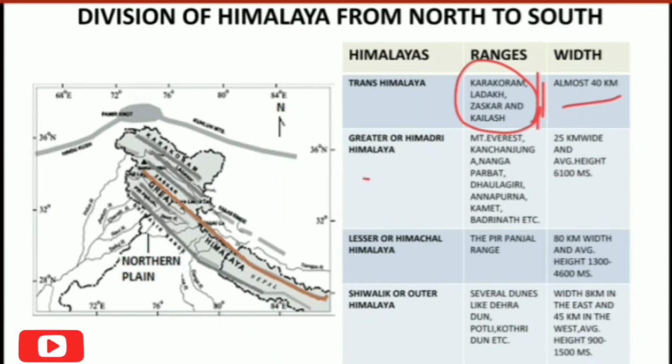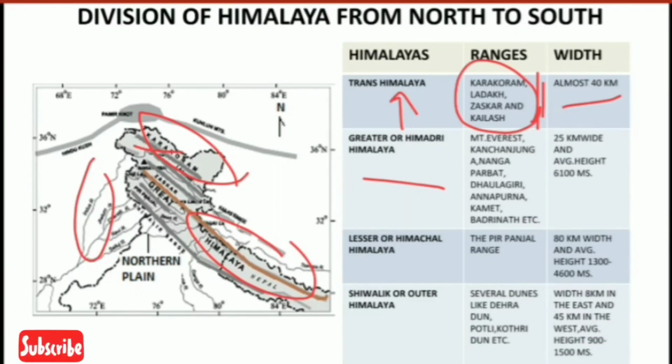After that, we have Greater or Himadri Himalaya. So, what is the location of Trans-Himalaya? It is situated in the northern part of Greater or Himadri Himalaya. Okay. Now, one important question I have to discuss: which important river divides 2 regions, that is, the Karakoram and the Great Himalayan region? Here you can see a river, that is the River Indus. So the Indus river divides these 2 regions, Karakoram and Great Himalayan region.